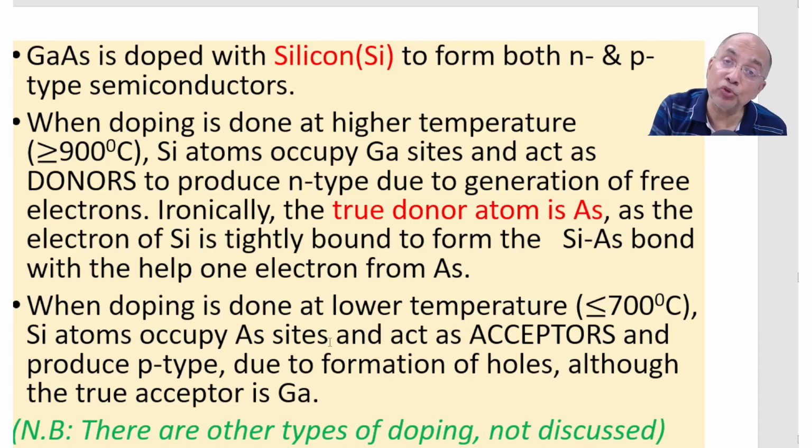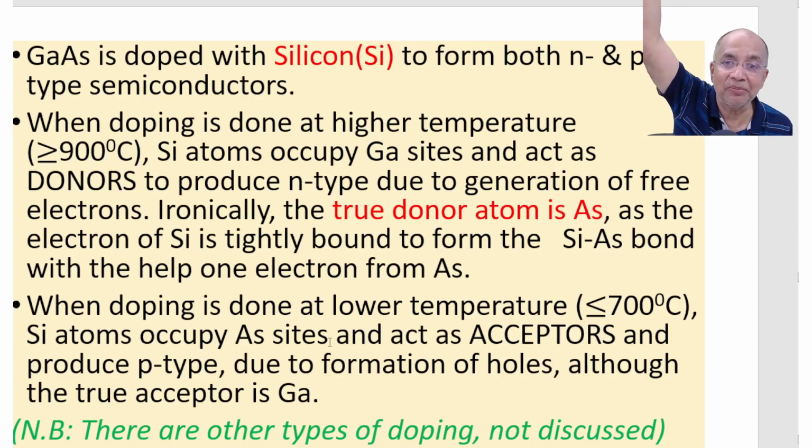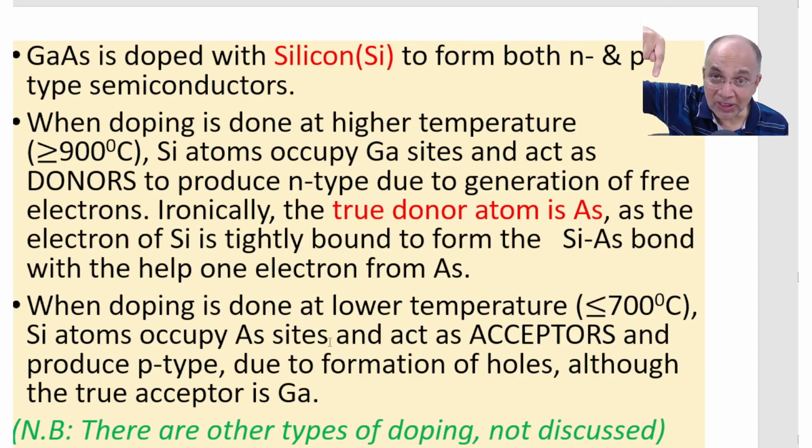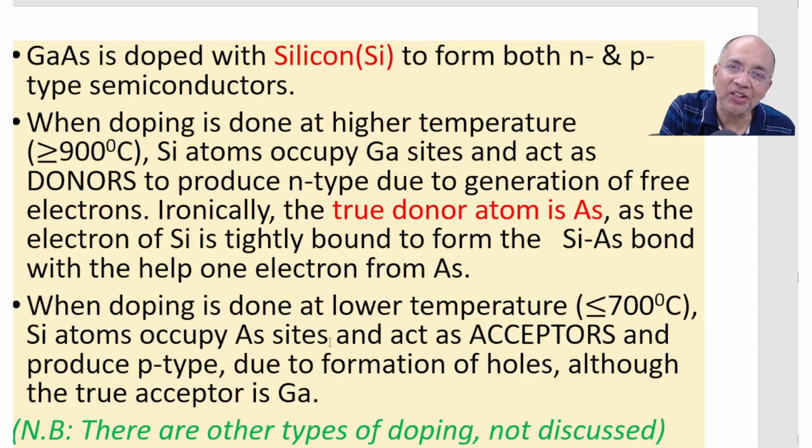The acceptor atom, though we call silicon an acceptor here in p-type. This is a p-type semiconductor. When doped at higher temperature, it was n-type, and when doped at lower temperature, it is p-type. So a hole is created, a positive, it's called an electron hole, but it is positively charged. Imagination. So a p-type semiconductor is formed when we dope silicon at a lower temperature. It takes the position of arsenic, but the real hole comes to gallium, right? The unpaired electron is tightly bound to silicon, and the hole comes.